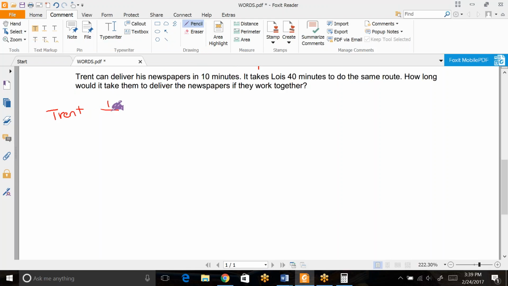So Trent does one full newspaper delivery per 10 minutes. So 1/10 of the job gets finished per minute. And Lois, it takes her 40 minutes to do this route, so 1/40th of the job gets finished per minute. What we want to know is if they combined forces, what would happen? How long would it take? So we call that unknown one 1 over unknown time. So anytime you're dealing with these, the two solo fractions will add together to equal the combo fraction.